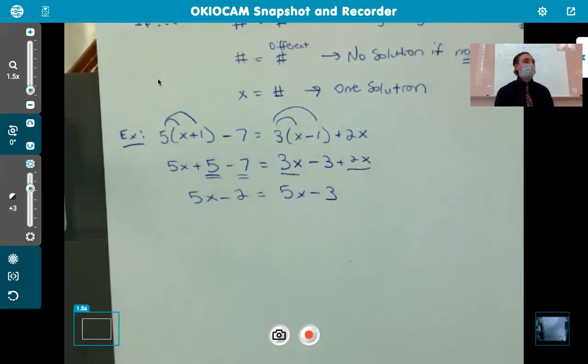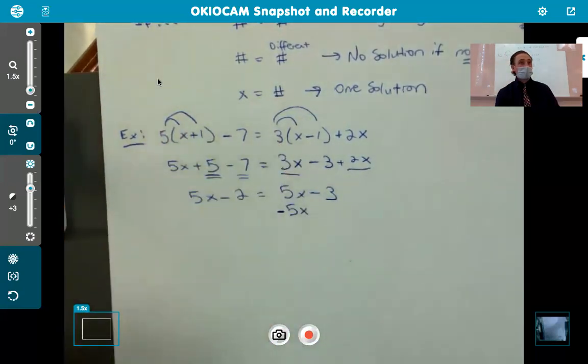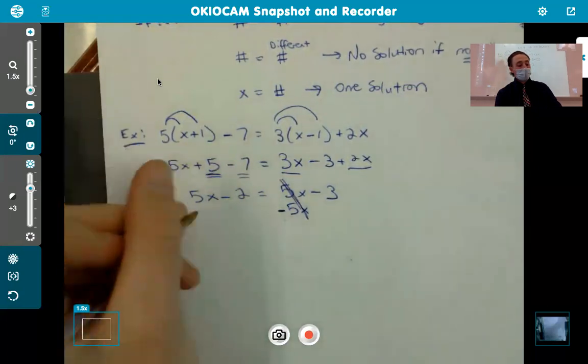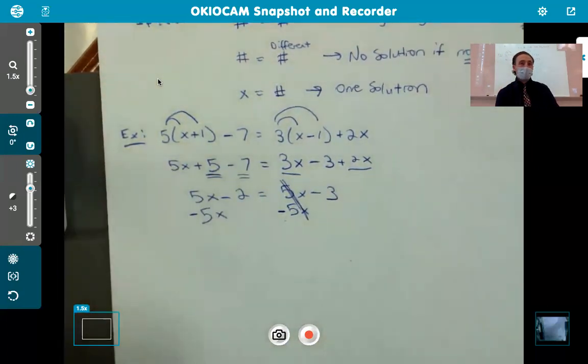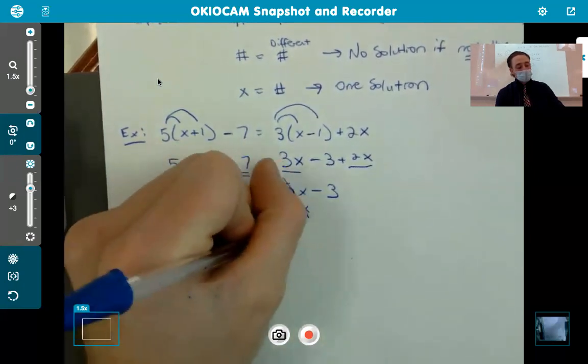Well, let's go through our normal process of solving. I'm trying to get all of my variables to one side and my constant terms, so my numbers, to the other. So what do you think I should do from this point? Move the 5x to the other side. Okay. So when I do that, I have to subtract 5x, right? Well, what's 5x minus 5x? What's going to happen over here? Going to cancel out. But over here, I also have 5x minus 5x. What's going to happen there? It's going to cancel again. And I'm left with -2 equals -3.